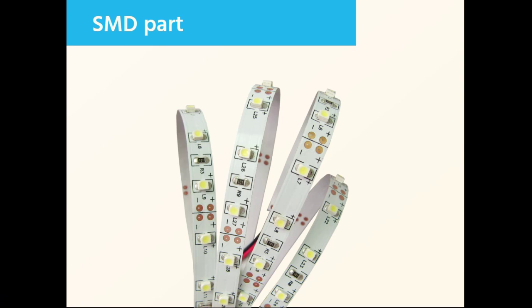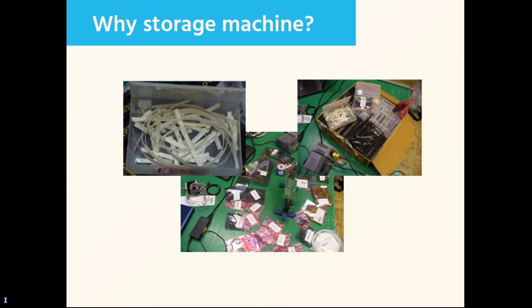You see that small part on that left strip? These are SMD parts. They are used in manufacturing all kinds of electronics. They are very small, so they are very hard to store manually. So we came up with an idea to automate it. We designed an automated storage machine.